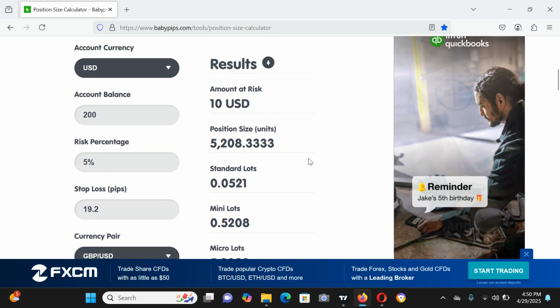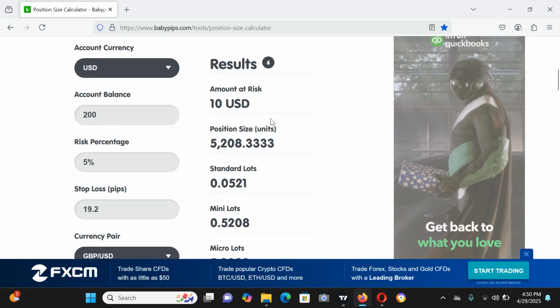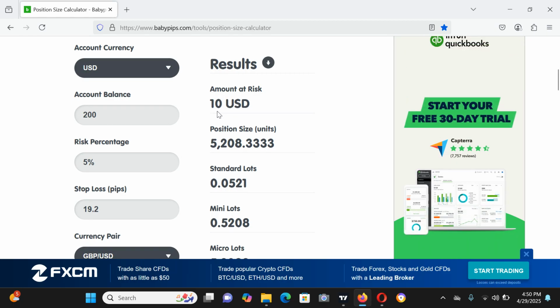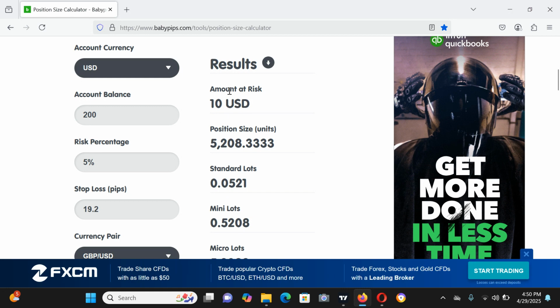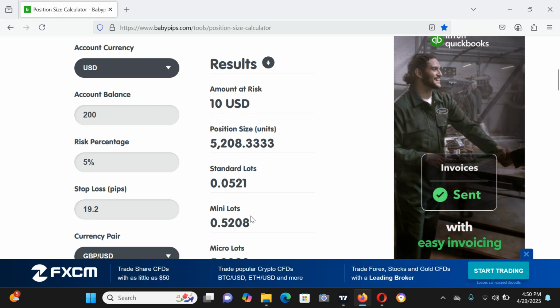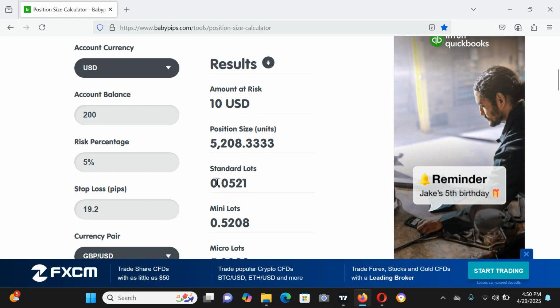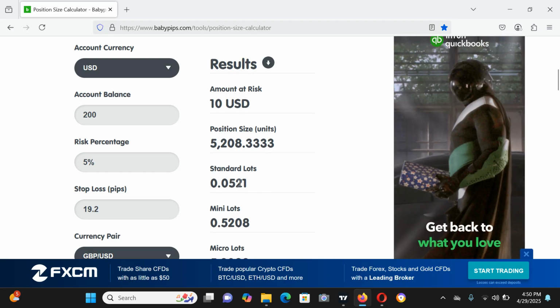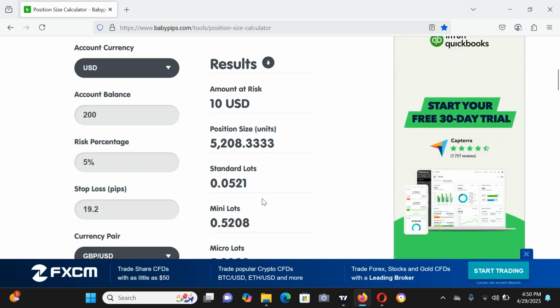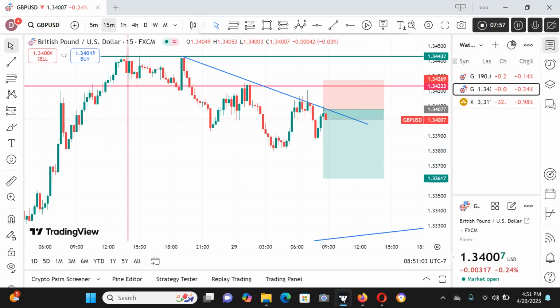Now, if we are risking 5% of $200, if the market goes against us, we'll be losing $10. But if the market goes in our favor, we'll be making $20. It's as simple as that. And the lot size we are going to use to achieve this is the standard lot size, 0.05. So that's how to go about calculating risks on GBP USD.